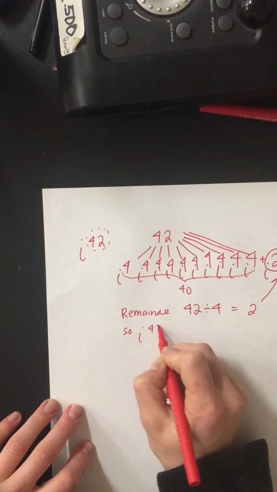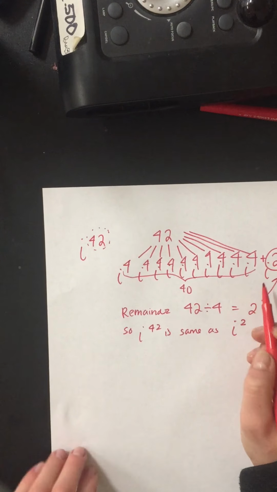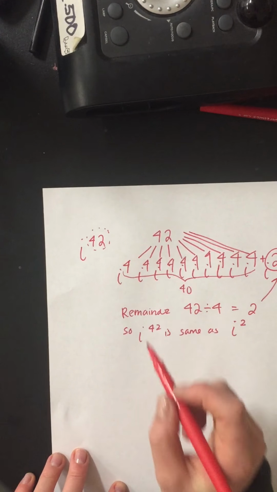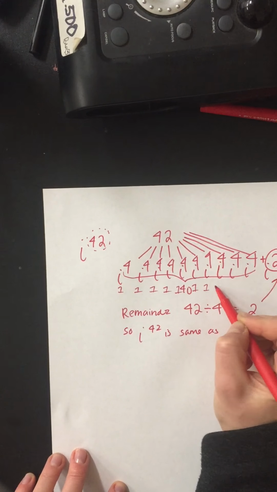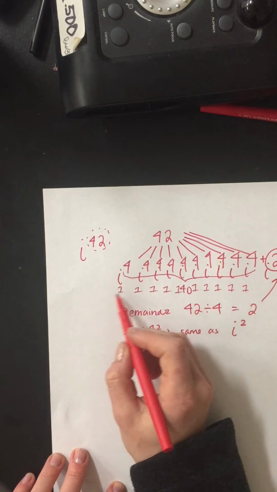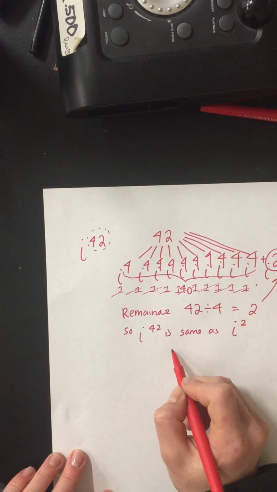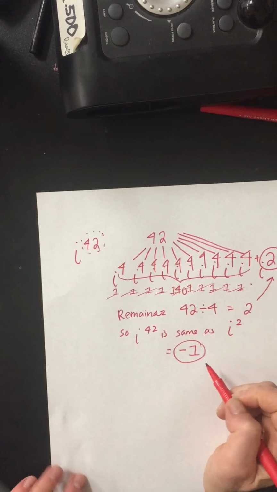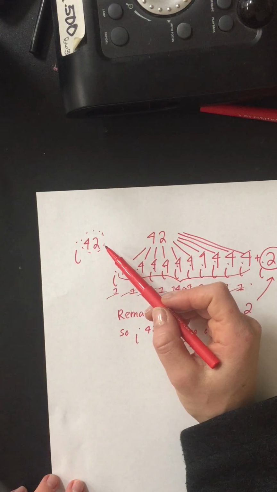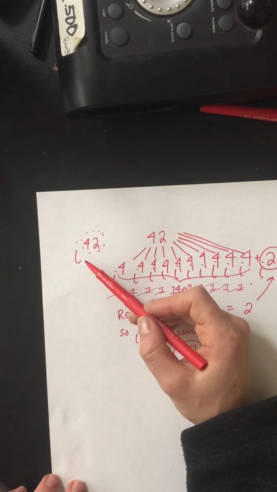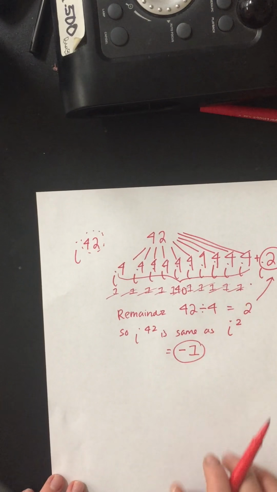So i to the 42nd is the same as i squared, because really what I have is 10 groups of i to the fourth. Each one of those is equal to 1. 1 times 1 times 1, and so on. That all cancels because 1 times 1 times 1 is just 1. What I'm left with is times i squared, which is equal to -1. So really what I'm doing is I'm just saying, okay, what's the closest multiple of 4? That's 40. So all of those are going to be equal to 1, and then I have 2 leftover i's, which would be i squared, which is -1.